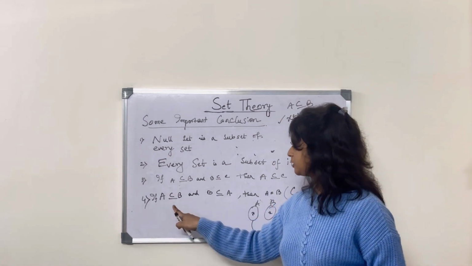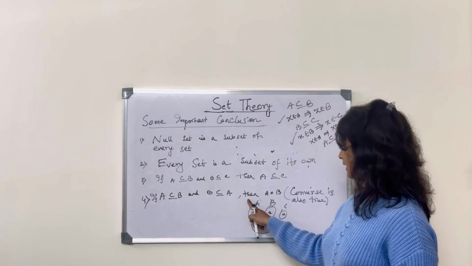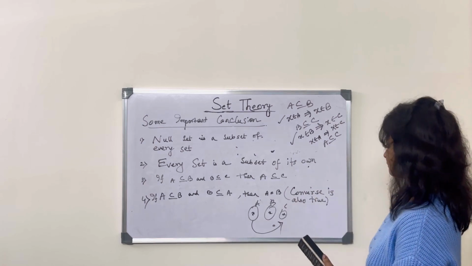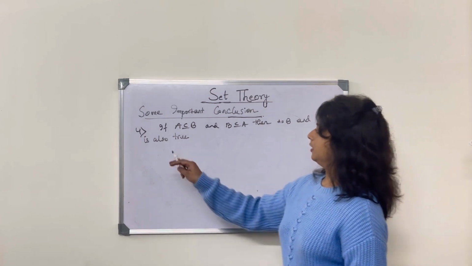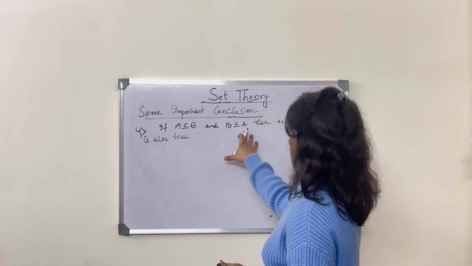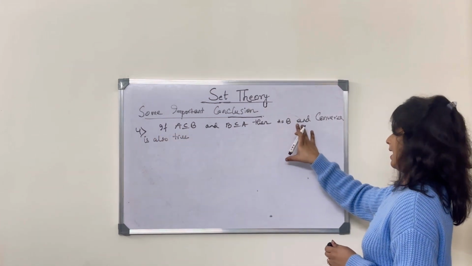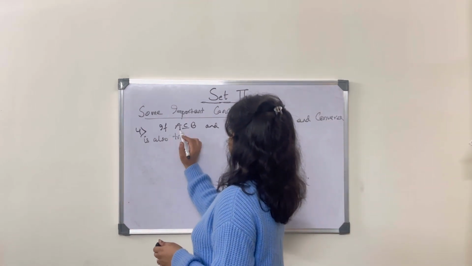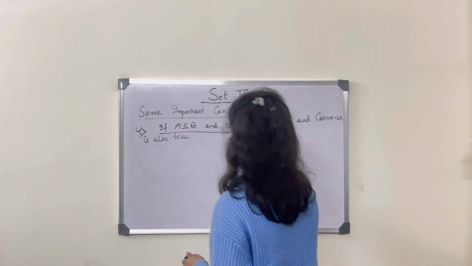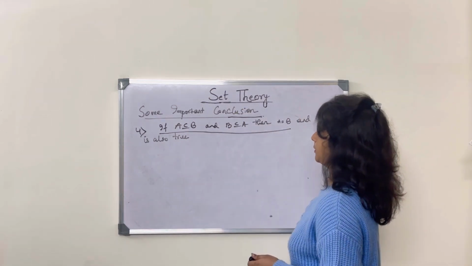Next, if A is a subset of B and B is a subset of A, then A is equal to B. So next we have to prove that if A is a subset of B and B is a subset of A, then A is equal to B, and the converse is also true. First we will prove this part, then we will prove the converse part also.